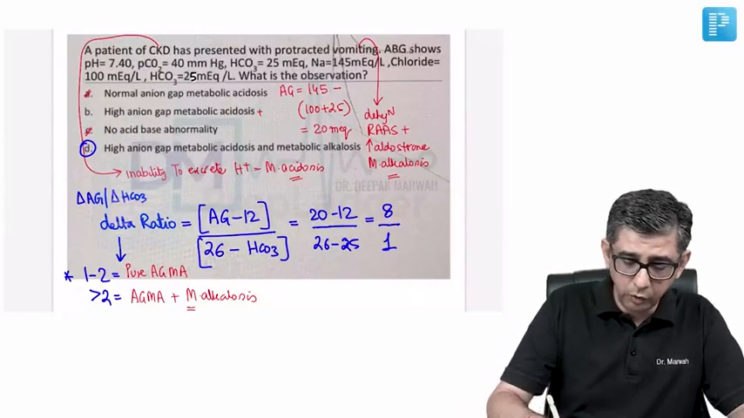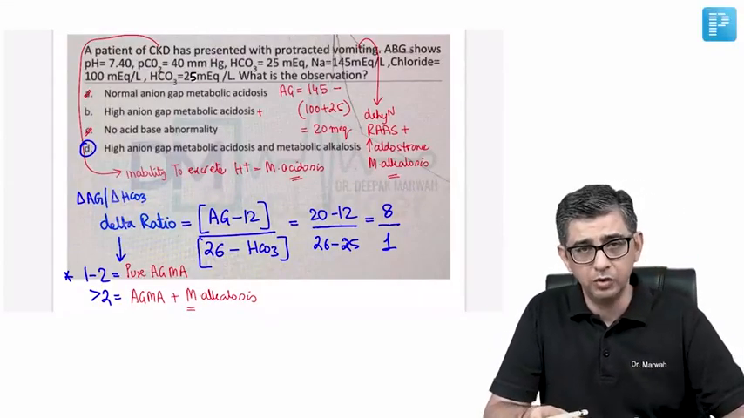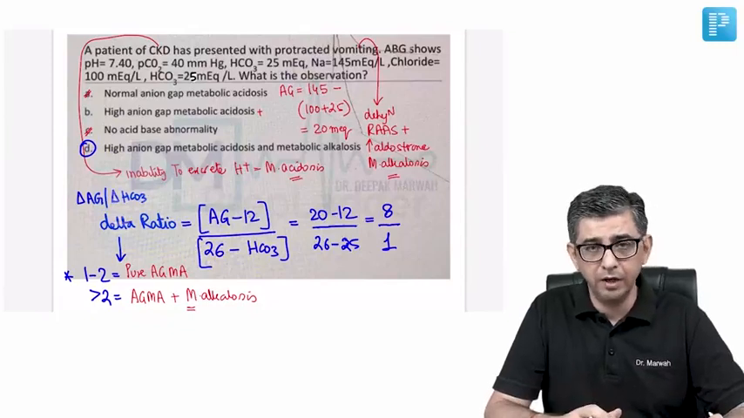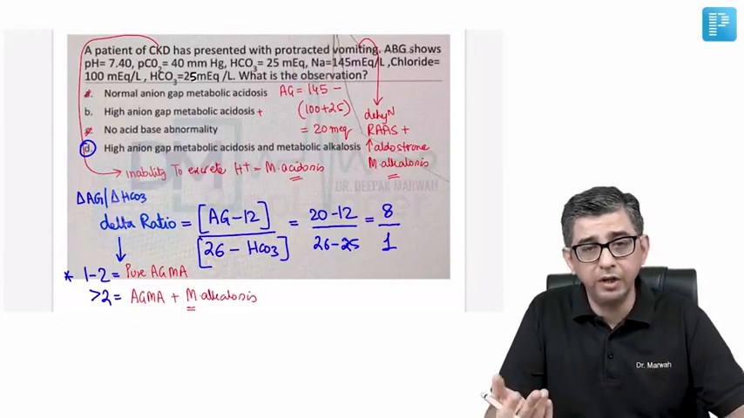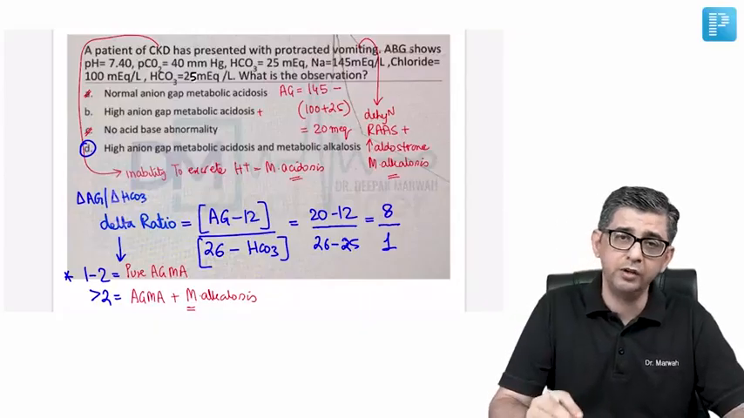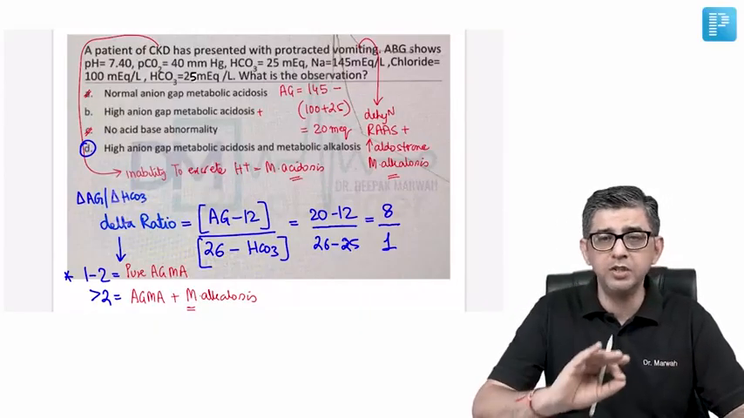Whenever you read this question, there are two ways to solve it. One is the clinical way, and forget about the mathematics part, and the second is calculating the delta ratio in all cases where metabolic acidosis is either clinically or ABG wise proven.